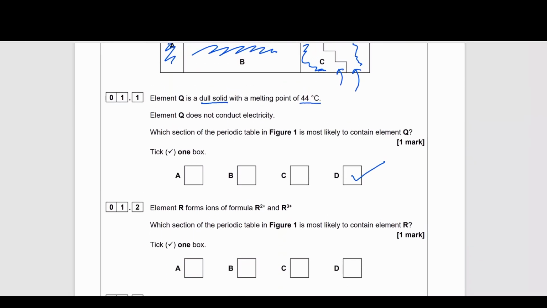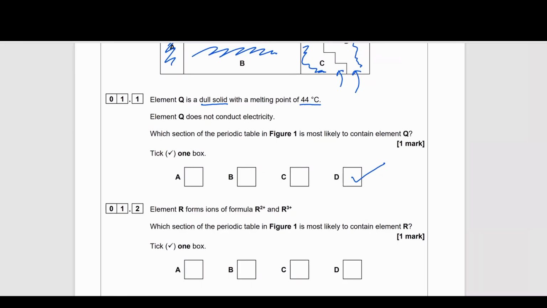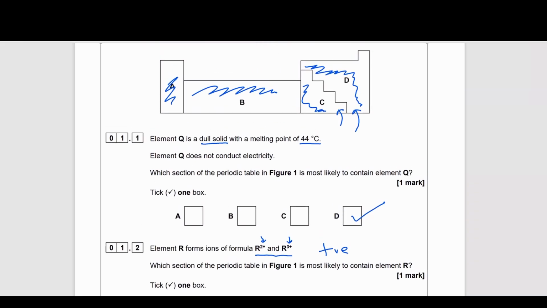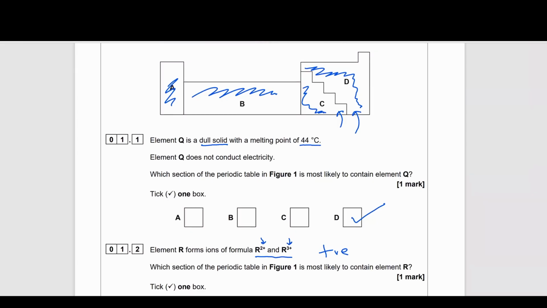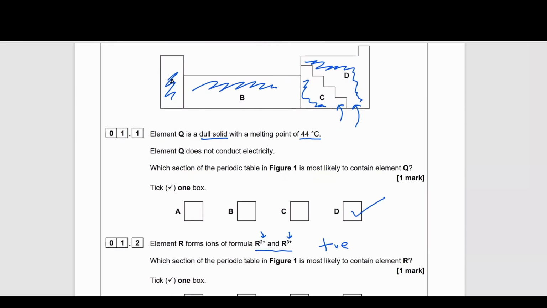Element R forms ions of formula R2+ and R3+. Which section of the periodic table in figure 1 is most likely to contain element R? So what do these small numbers with the positive sign tell us? It tells us that they are going to form positive ions, and we know that metals should always form positive ions. Our non-metals form negative ions, so it cannot be part D.